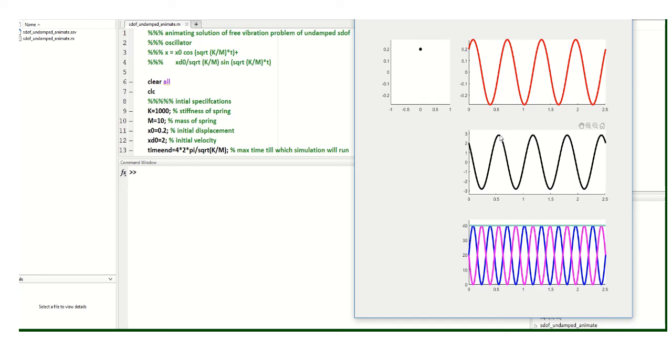So there is not going to be any change in the kinetic energy, whether you calculate it over here or over here. Similarly, there is not going to be any change in the potential energy, whether you calculate it over here or over here. That's why you see that the period has got halved as compared to the period in these two graphs.